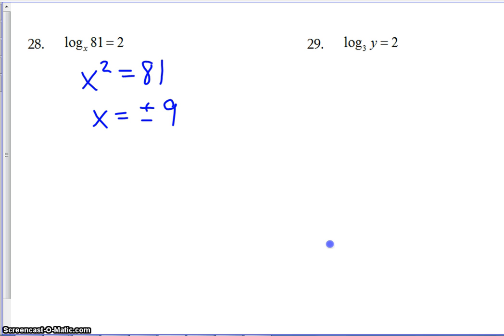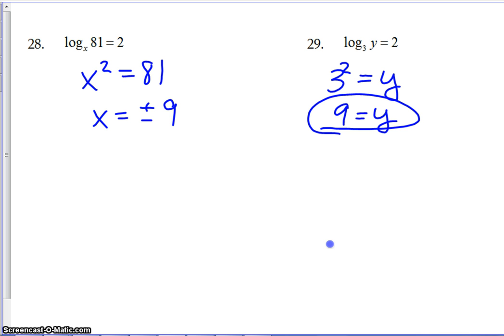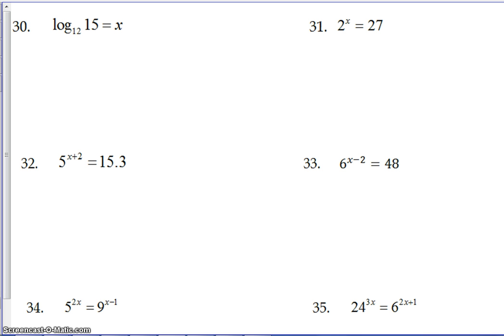Here, it would be 3 to the second equals y. So I'm just turning it from logarithmic form into exponential form. 3 squared is really 9, so 9 is what our y equals, and that's our answer here. Okay? Next section.